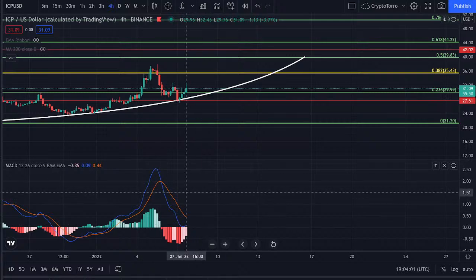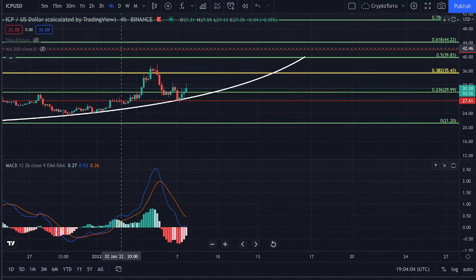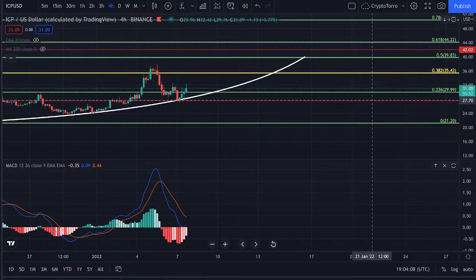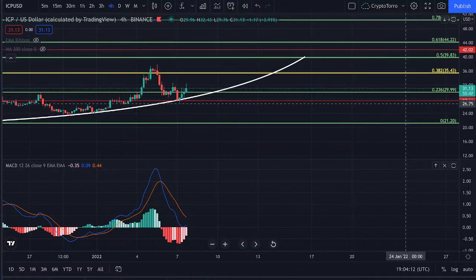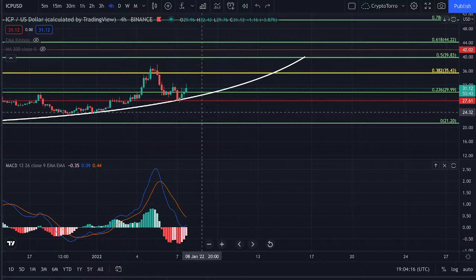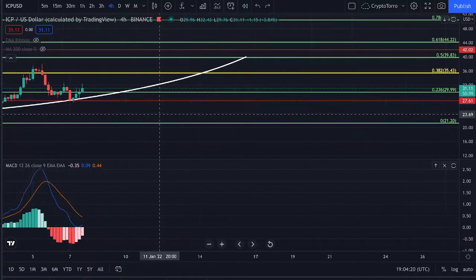So that is something that you would like to monitor closely, because otherwise, if we do see further decline below the $27.61, I must admit that it is highly likely that we are going to head once more towards the $21 range. So this is something that you absolutely would like to monitor closely, because it's highly likely to occur during the upcoming hours and days.